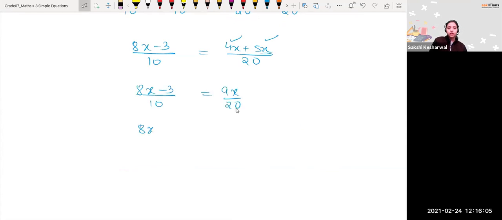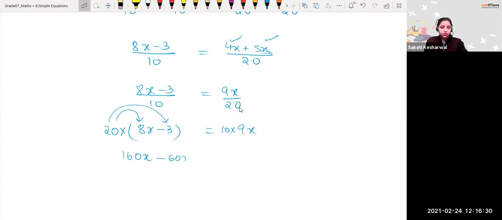So this is equal to 8x minus 3. Now, as I said, this 20 is in the division and this 10 is in the division. So it will become multiplication on the other side. So this will be into 20 and this is going to be into 10, right? So you just use the distributive property. 20 into 8x will be 160x, and 20 into minus 3 will be minus 60, not 60x, it is minus 60, which is equal to 10 into 9x.